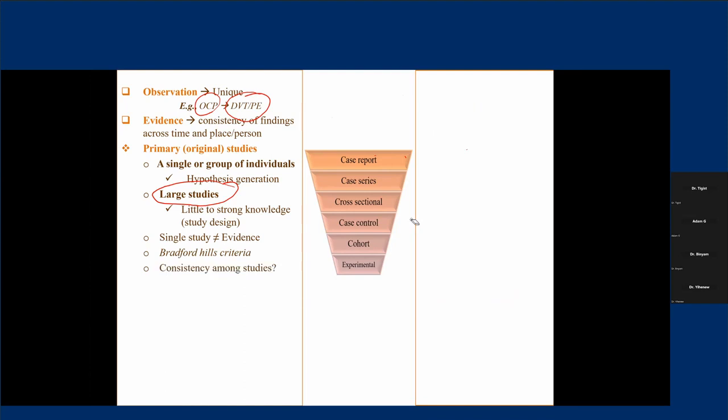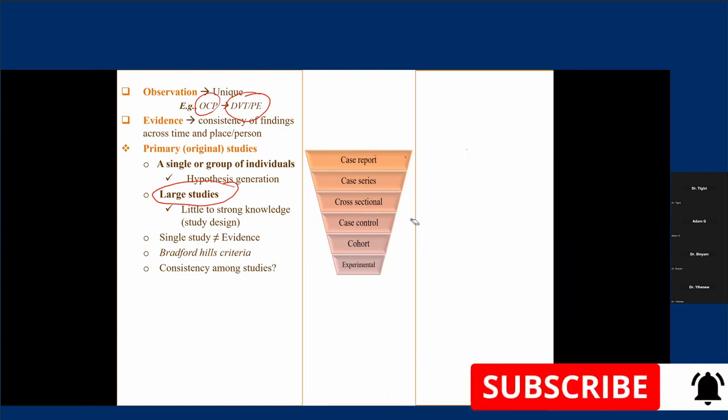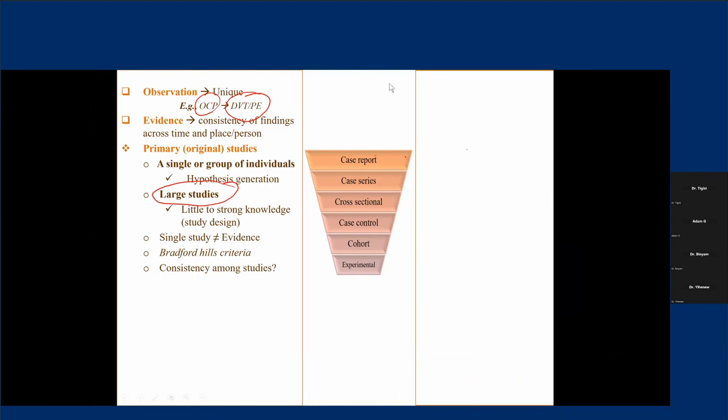So I think you can drop your answers. How do we assess? Now we said that from a single study to evidence, the bridge is to confirm the presence of consistency among or between different studies. So how do we assess consistency among studies? Let me give you 15 seconds. You can drop your answer.